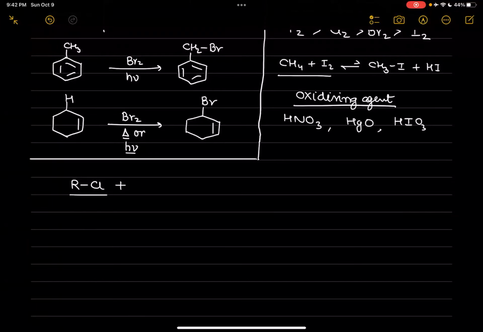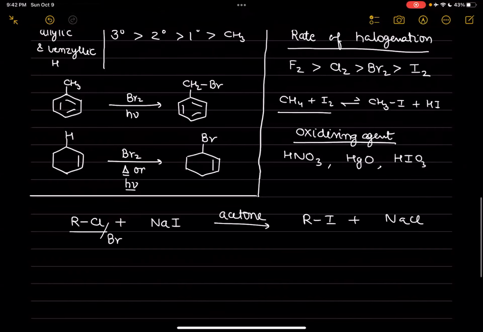What will you do? There is a name reaction. I think it's the Finkelstein reaction, with NaI. Yes, exactly. So this is the Finkelstein reaction, and what's the name of the reaction for the preparation of fluorides, similar to Finkelstein?